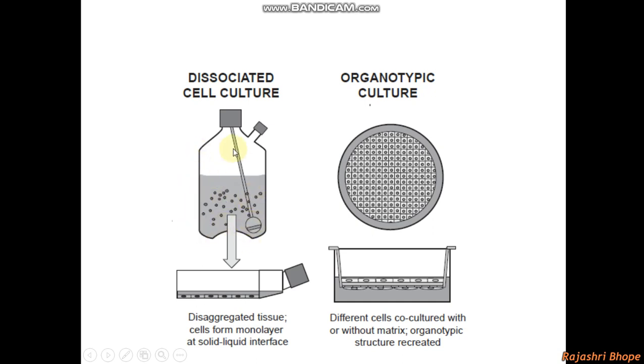See, this is like a fermenter. It is continuously stirred, and due to this stirring, cells get dissociated from the piece of tissue. Single cells are released and the disaggregated tissues are then grown in a liquid medium. Okay. See, in dissociated culture, disaggregated tissues form a monolayer at the solid liquid interface, and here different cells are co-cultured with or without matrix. An organotypic structure is created. Organotypic structure means the same condition as the cells are grown in vivo, that is inside of the body, is created artificially so that cells can feel the environment.